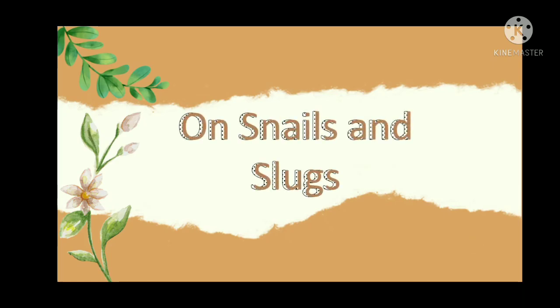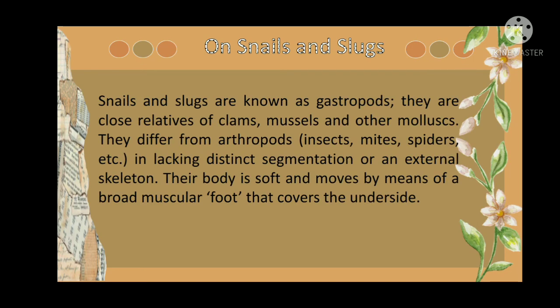Let's go on to snails and slugs. Snails and slugs are known as gastropods. They are close relatives of clams, mussels, and other molluscs. They differ from arthropods like insects, mites, spiders, etc. in lacking distinct segmentation or an external skeleton. Their body is soft and moves by means of a broad muscular foot that covers the underside.